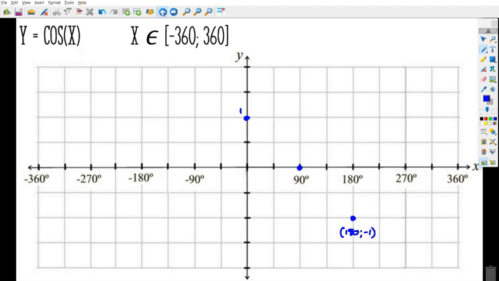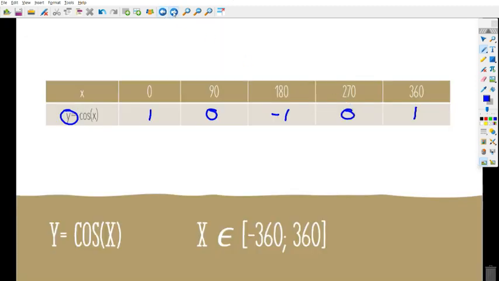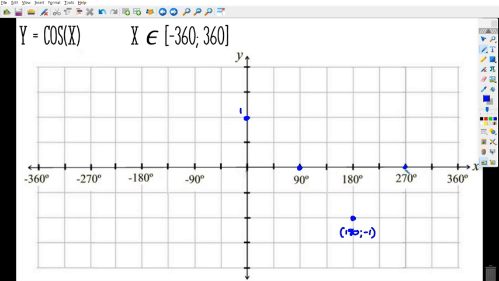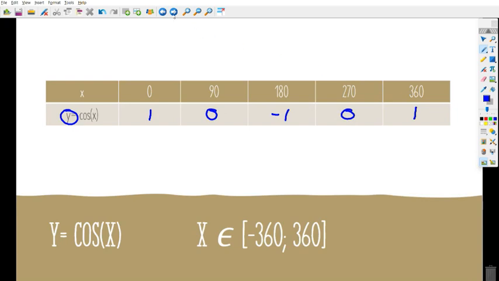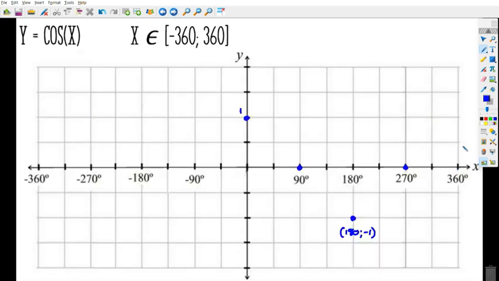Then I come up to 270 and 0, there it is. And then I've got 360 and 1. So I go to 360 and I go to 1, and I can label that as well: 360 and 1. You don't have to label every single point, guys.